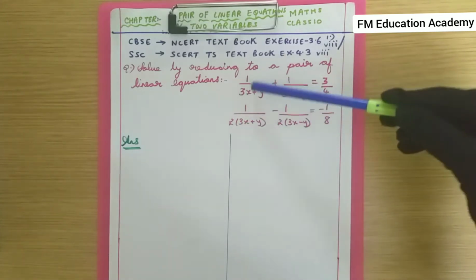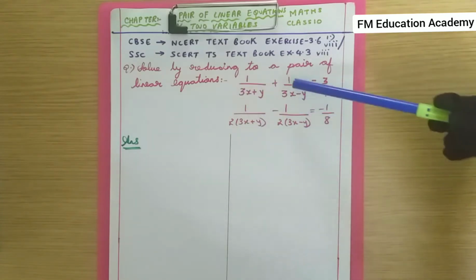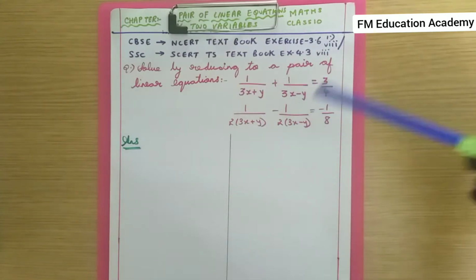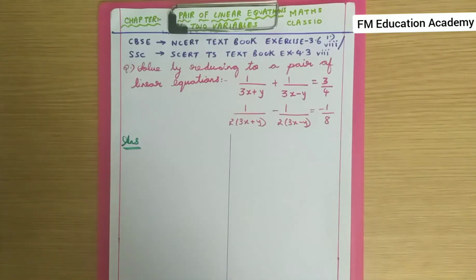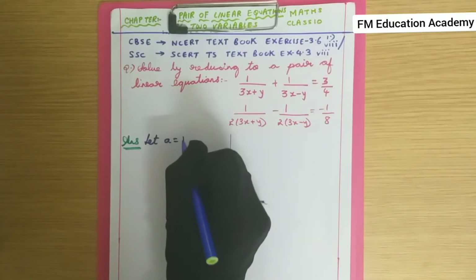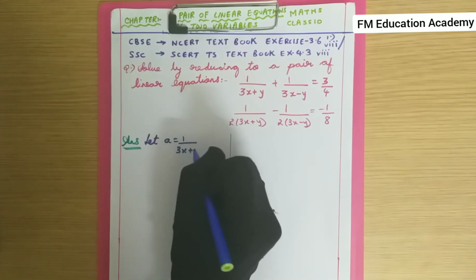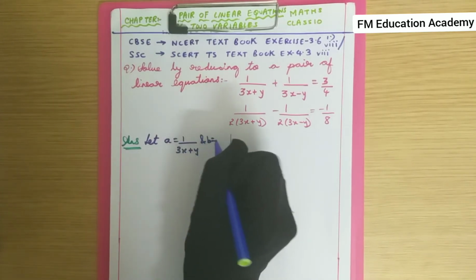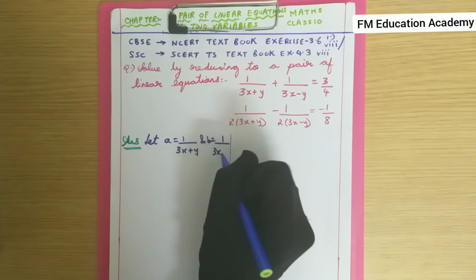So in the first part I have 1 by (3x plus y). In the second part I have 1 by (3x minus y). So I can assume these to be some a or b. So what I will do is, I'll write: let a is equal to 1 by (3x plus y) and b is equal to 1 by (3x minus y).